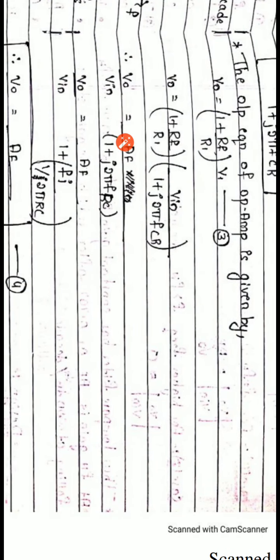Now I will take Vin to the left-hand side. We will get V0 by Vin equals AF, because AF is 1 plus RF by R1, as we know AF is the gain of the non-inverting amplifier configuration. So 1 plus RF by R1 is replaced by AF, and the remaining value is written in the denominator. Therefore from this we can say that V0 by Vin equals AF divided by 1 plus j into F divided by 1 divided by 2 pi RC.